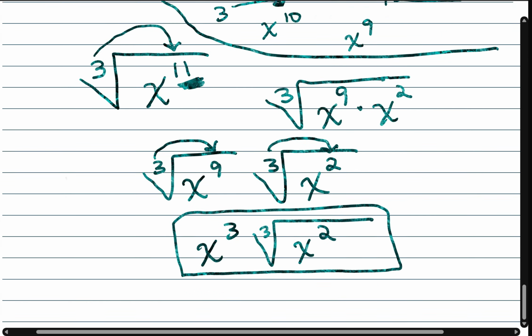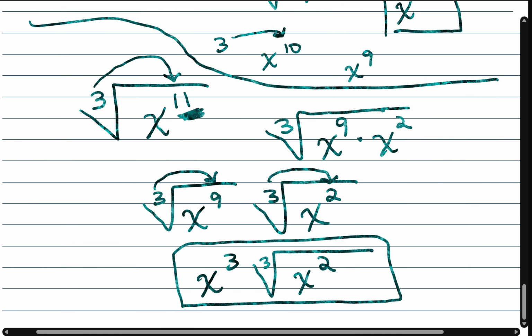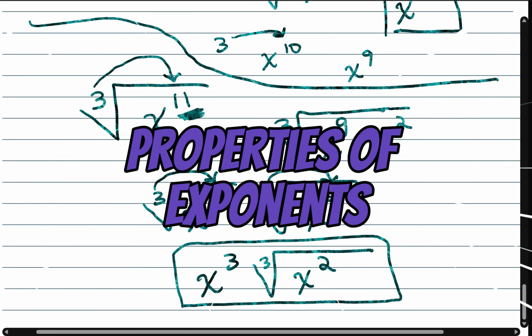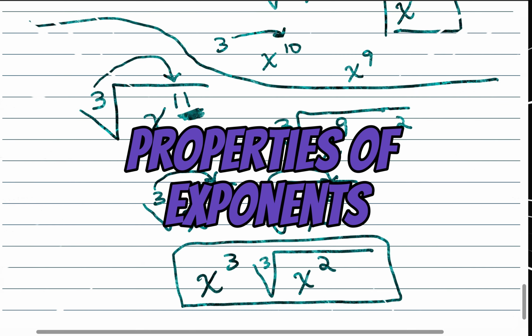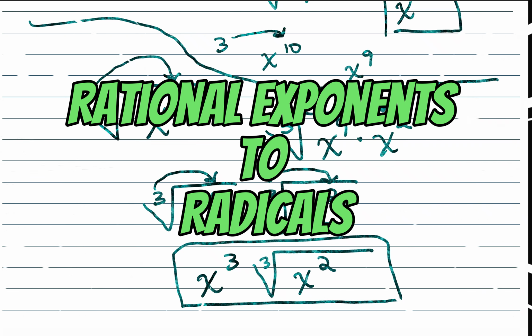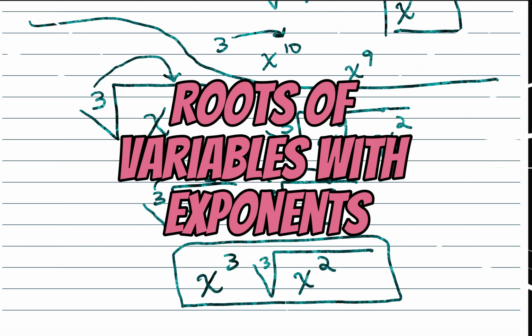All right. So make sure you just remember those rules for properties of exponents, changing from a rational exponent to a radical, and this one here where we're dividing the index into the exponent.